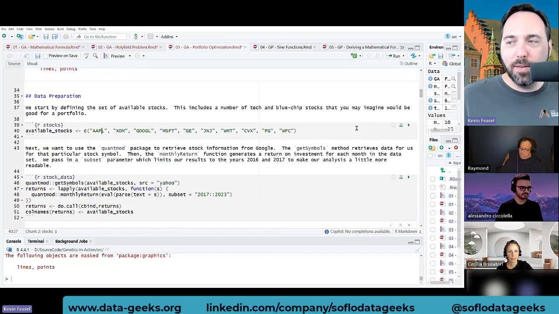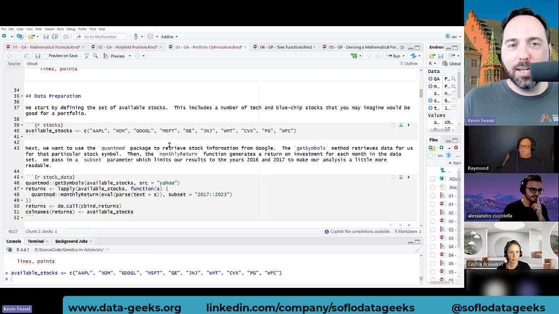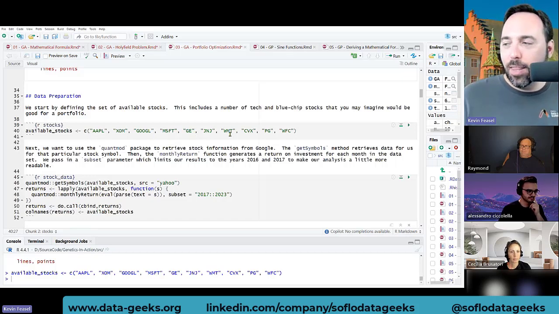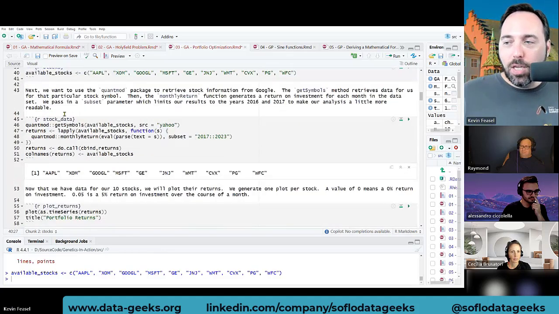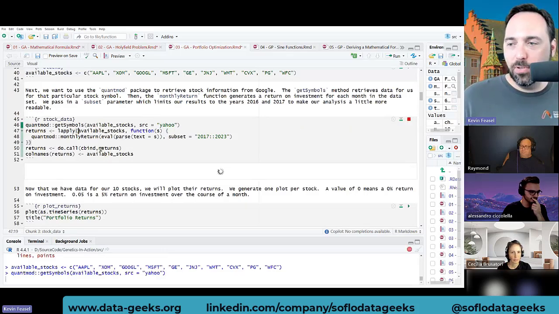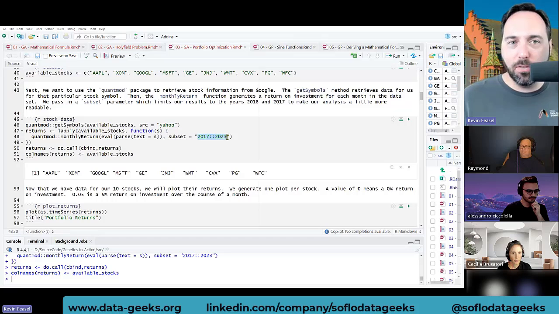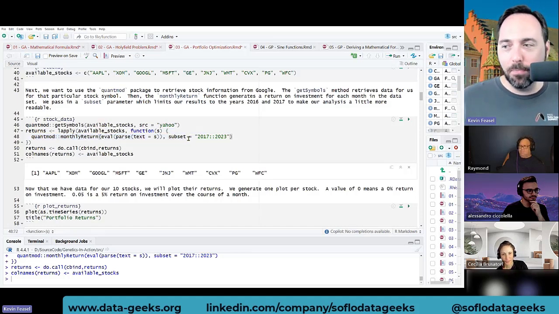For my data preparation, I'm going to pick a set of stocks. Many of these are tech stocks: Apple, Google, Microsoft, and then a few other major players, Procter & Gamble, GE, etc. I'll use the QuantMod package in R to grab stock prices based on those symbols. And there we go. I grabbed data from 2017 through 2023, because stock prices got a little weird in the last couple of years for some of these. And this ends up being a more interesting problem to solve than just the last year.